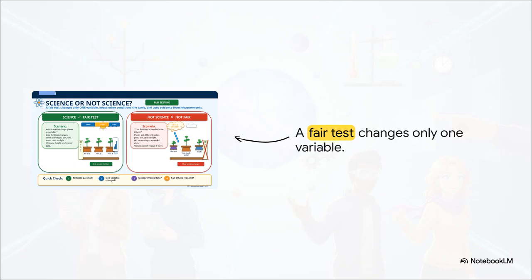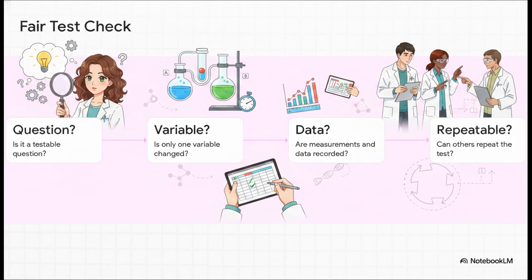Contrast that with a scenario where you use different pots, different amounts of water, and leave some plants in the shade. Well, that is definitely not science. If one plant grows taller in that messy setup, you have no idea if it was the fertilizer, the extra water, or the bigger pot that did the trick. So, to make sure you're actually doing rigorous science, you want to run your experiments through a quick 4-step check.